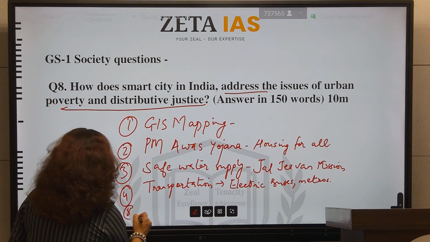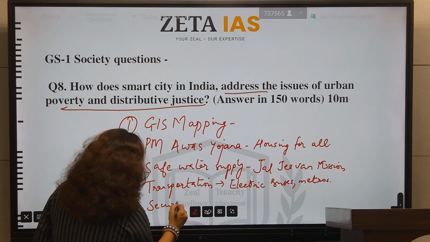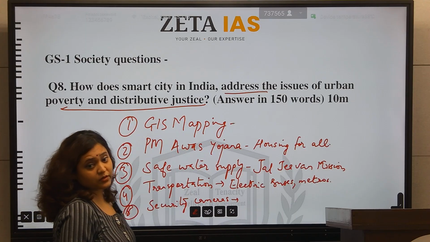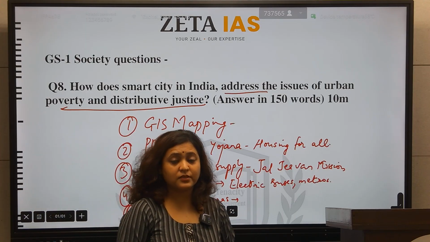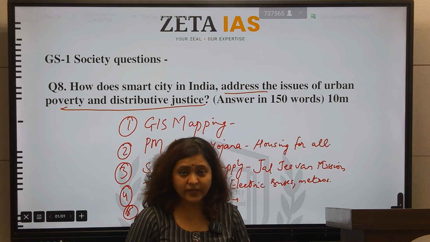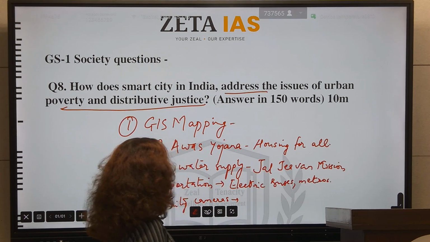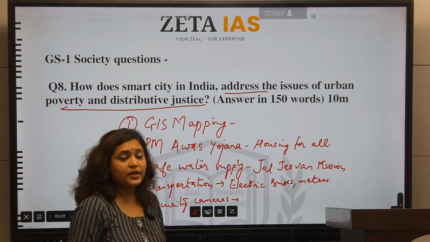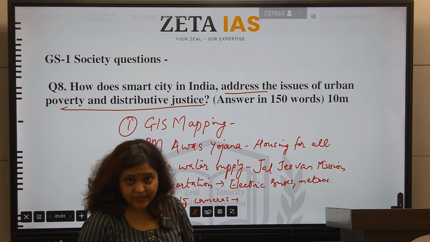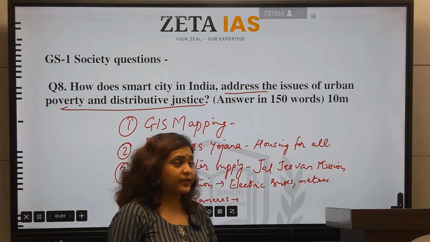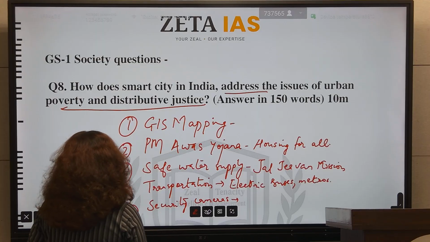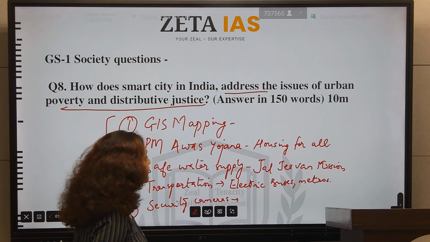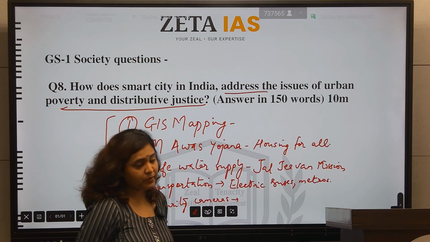Then for safety and security, security cameras are installed, which means that women from these groups can go and work for late hours and feel safe. Solar lights have also been installed, which means they have proper lighting and proper security, they can work later into the night, and they can feel safe and secure. These are the five primary ways in which smart city is helping in addressing the issues of urban poverty.